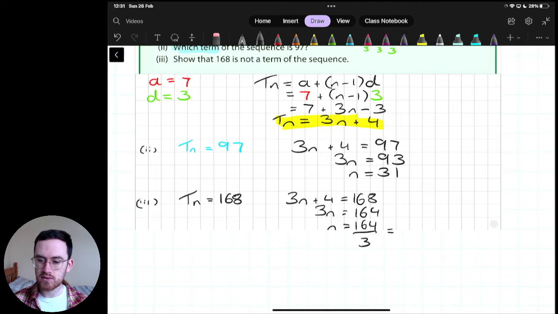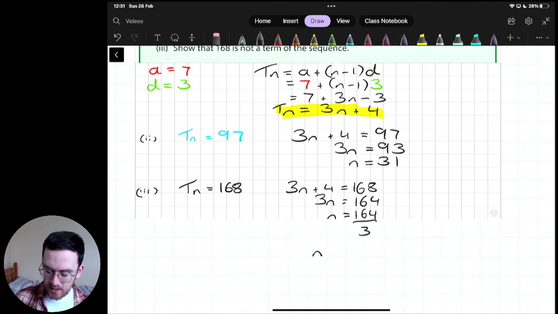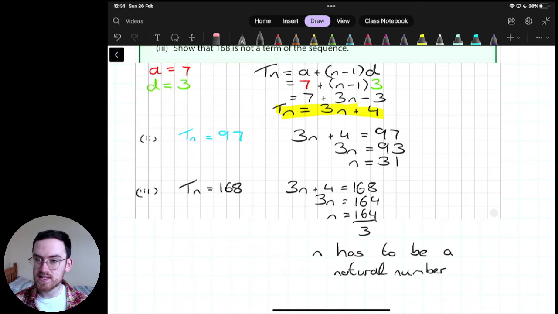3 goes into 16 5 times, and then we get some kind of 54.3-ish. So we're getting that 3 does not divide in evenly. It doesn't break down to be a nice even number for us. And we should know that n has to be a natural number. We can't even have the 7.5 term. We can't have the 8.3 term.